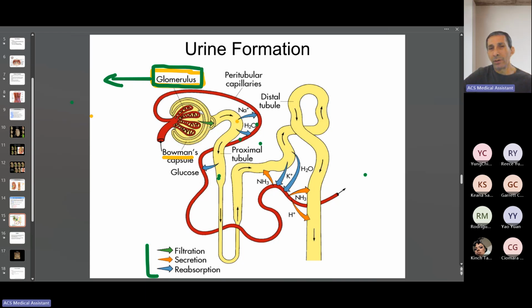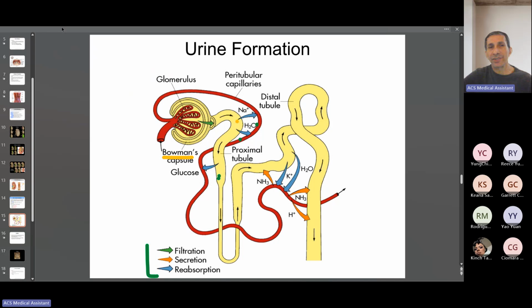So the glomerulus is the filter of, not the kidneys, the nephron. But usually we say the kidneys in general. But it's the nephron that does the filtration within the glomerulus. And it's protected by this capsule that is called the Bowman's capsule.